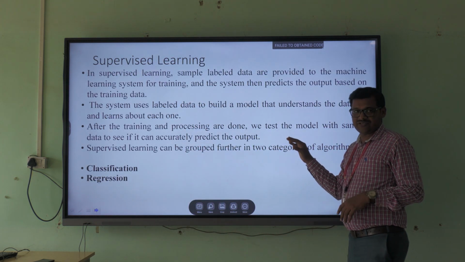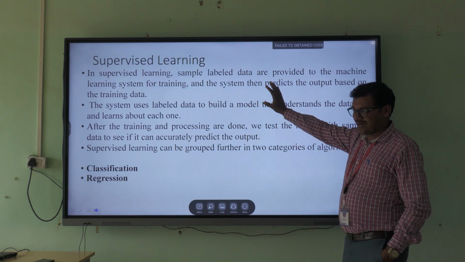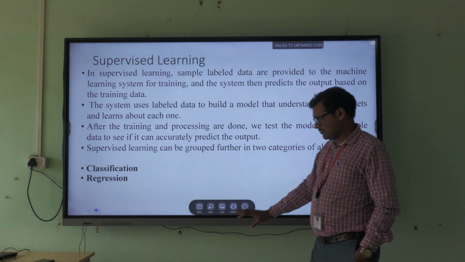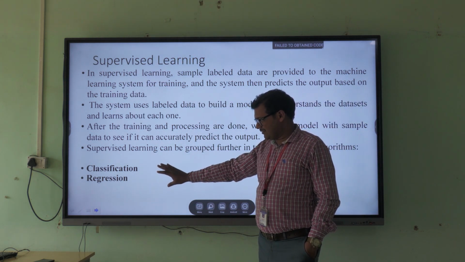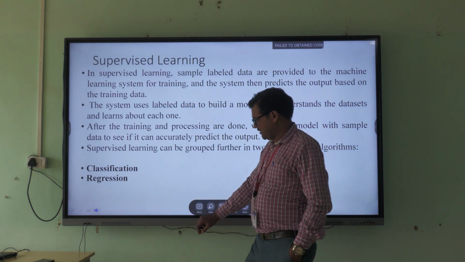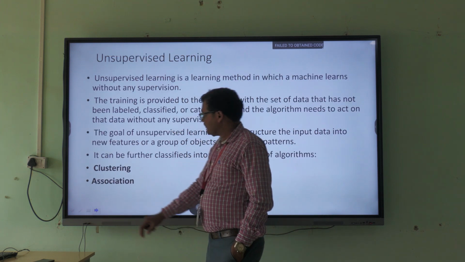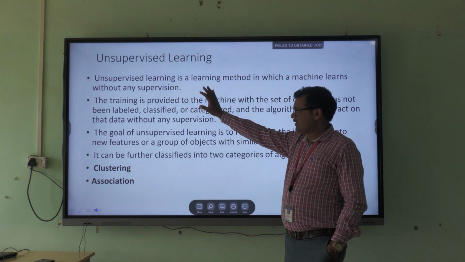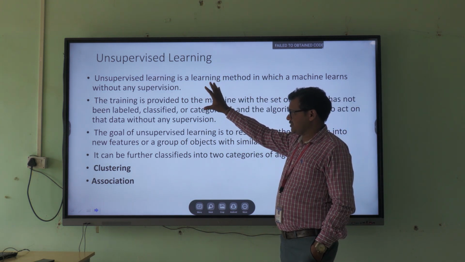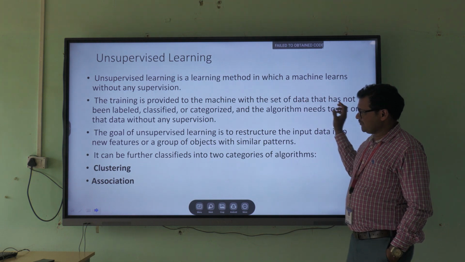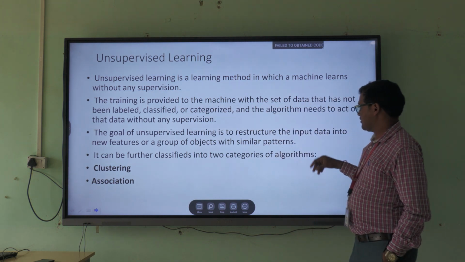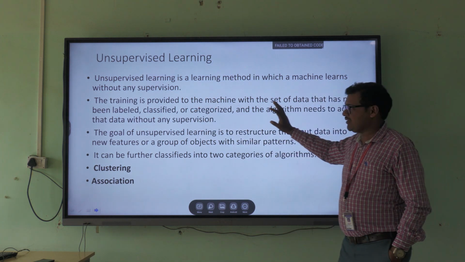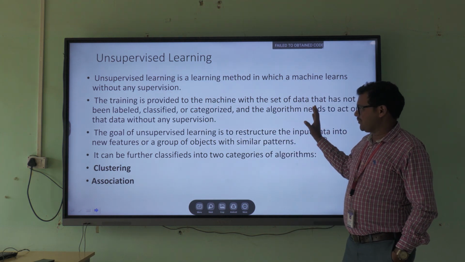Okay, so supervised machine learning uses labeled data and it is able to find the hidden patterns by using that labeled data. General applications are classification and regression. And when it comes to unsupervised learning, it is a learning method in which a machine learns without any supervision. The training is provided to the machine with a set of data that has not been labeled, so here there is no labeled data used.